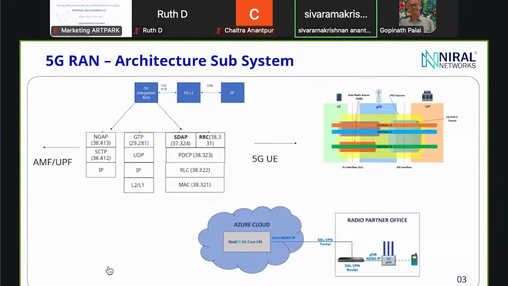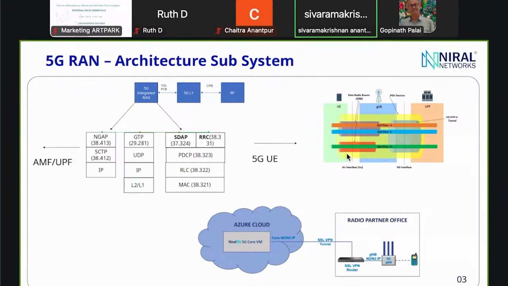So this is one generic diagram, but the important point you will have to look at here is the N2 and the N3 interfaces. So we discussed there is a control path between the G-Node B and the core in the 5G. And the communication on that level happens through the N2 interface. That is, you might remember the communication between AMF at the core and the RAN. So that is one important interface.